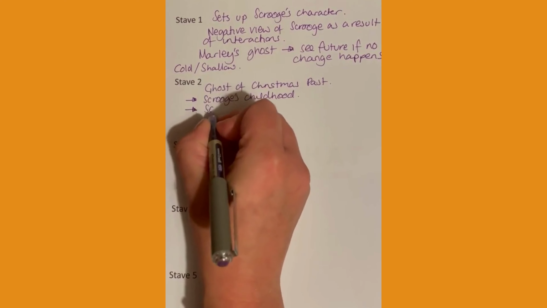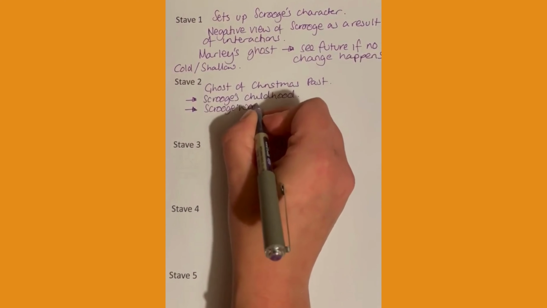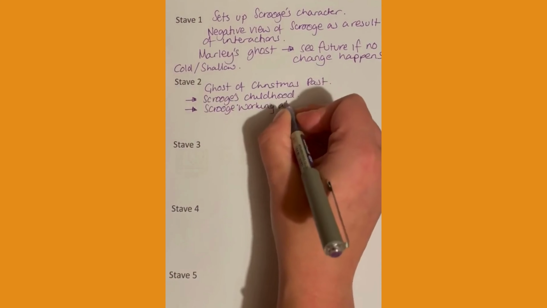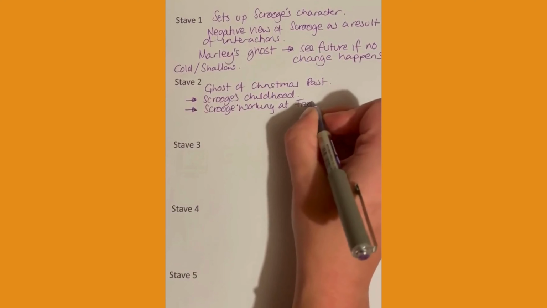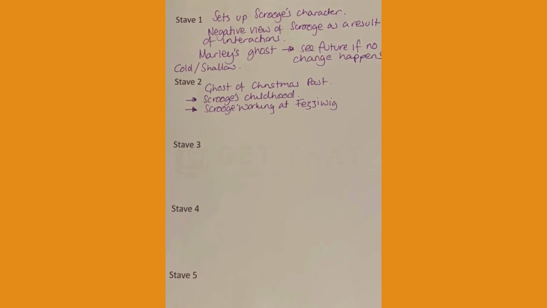We then see Scrooge as a young man working at Fezziwig's. And we see Fezziwig as a direct contrast to the Scrooge that we know. So a man who's running a business, who can make his employees feel good, who make his employees happy, and who is willing to spend money on them and do nice things for them.